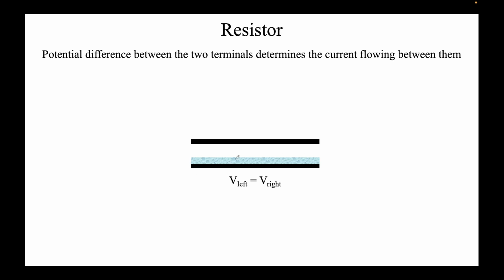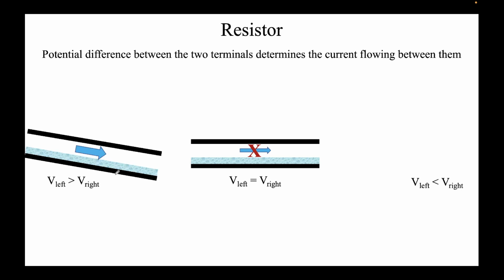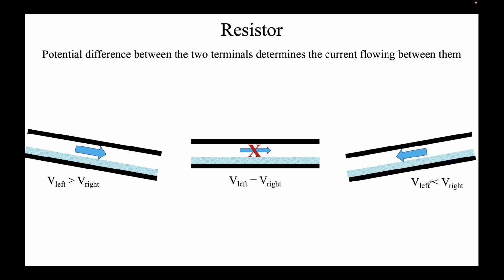So for instance, assume that this is a tube, and the potential on the left is equal to the right, and there's water filled in this. Nothing will happen because the potential is the same, so there will be no water flowing. It's denoted like here. However, if the potential on the left is greater than the potential on the right, and you create a potential difference, the left edge is lifted up, so the water will start flowing towards the right. Similarly, if the potential on the left is less than the potential on the right, this means the right edge is lifted, and the water will start flowing in this direction.